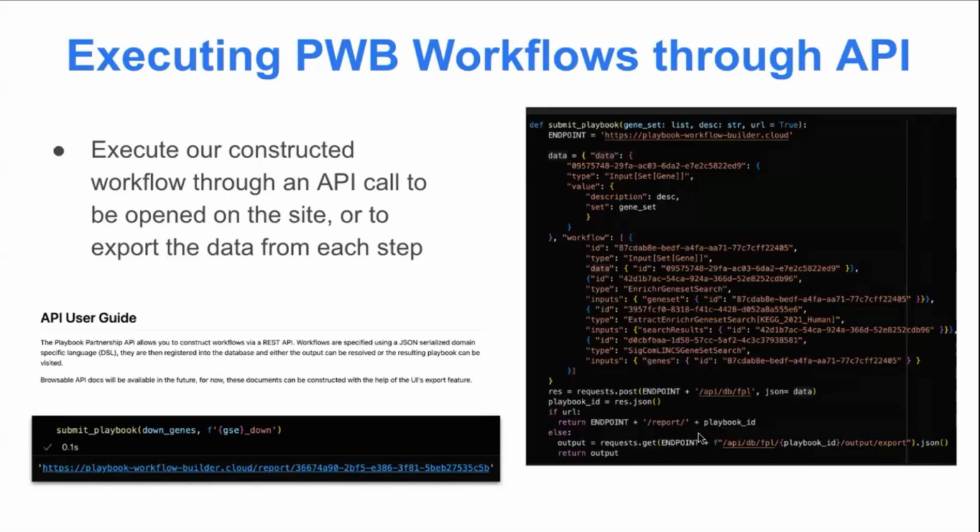Or if we would like to see the specific output of each section of the workflow in our code, we would then use api/db/fpl with the playbook ID that we get from our post request, and then using output/export, we're able to perform an API get request so that we can get the output of each of these steps in the workflow seen in our Python code interface instead of just doing that in the browser.